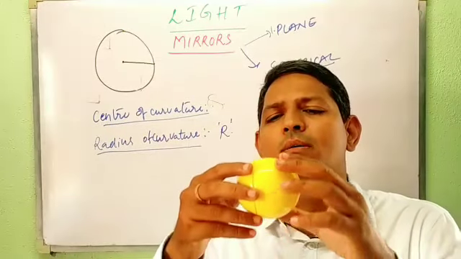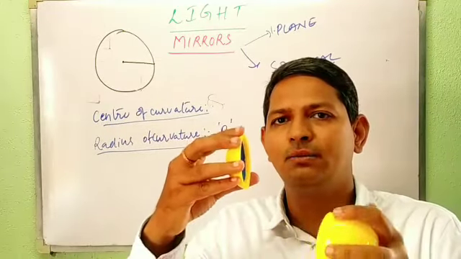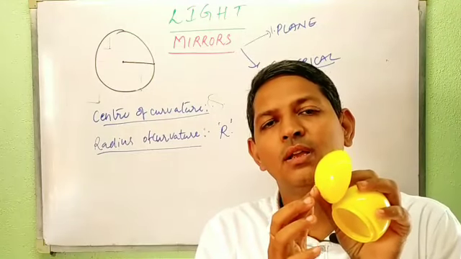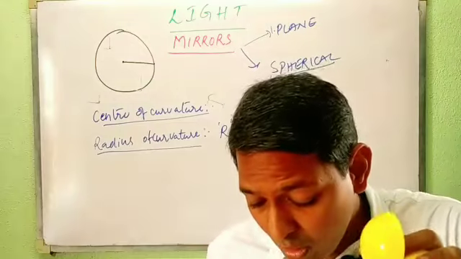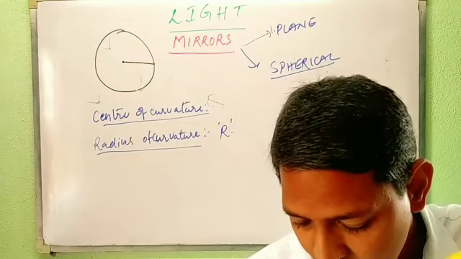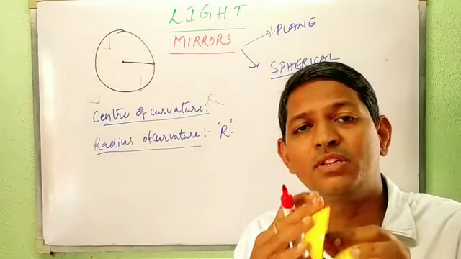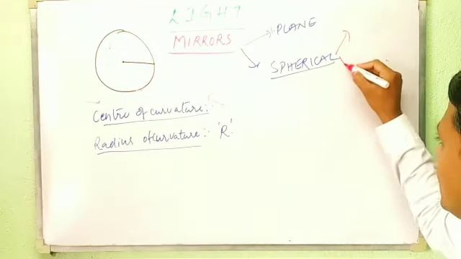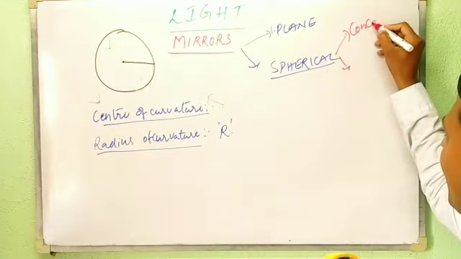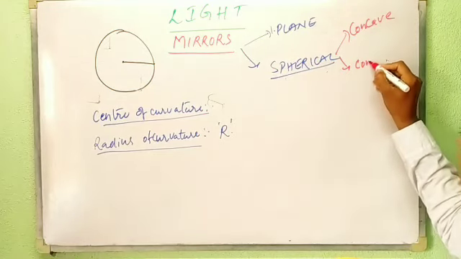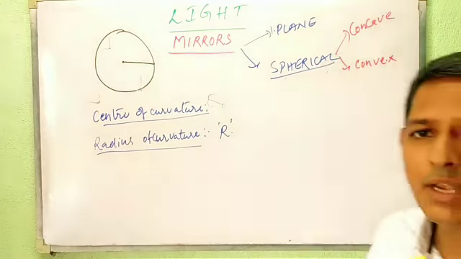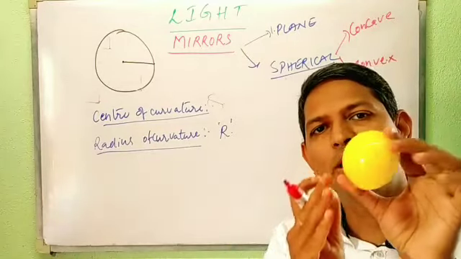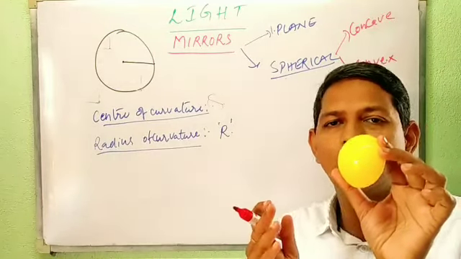Now when from the sphere, if it is cut and if you give the coating this side, on the yellow side if you give the coating, that becomes a concave mirror. So spherical mirrors, depending on the coating which side you give, are classified as concave mirror and convex mirror. So what is concave mirror? If you give the coating on the outer side, on the yellow side, that is called as a concave mirror.